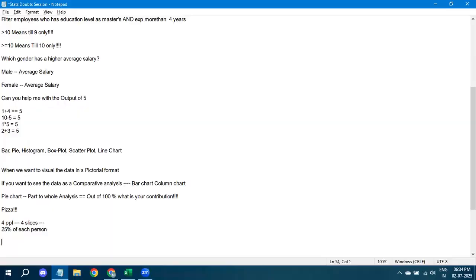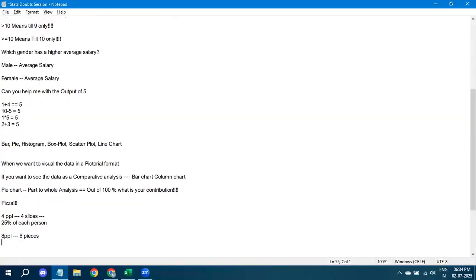What if there are 8 people? How many slices will you be getting? 8 pieces. What is the percentage? 12.5% out of 100. Will you agree?